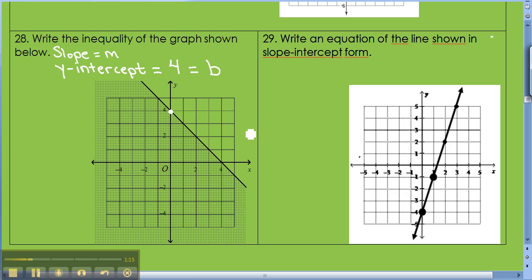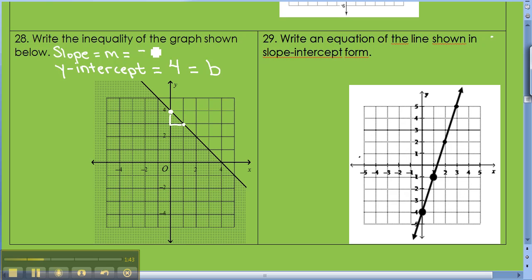Now we need to find the slope, and we can find the slope by just finding another point on the line besides the y-intercept, and I'm just going to pick this point right here. The line is falling from left to right, so we know that we have a negative slope, and it's falling 1 and running 1.